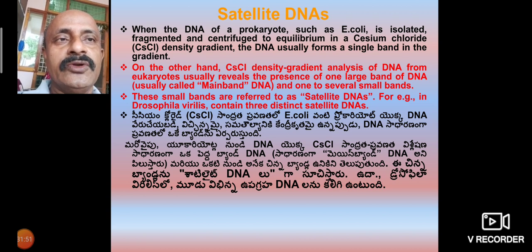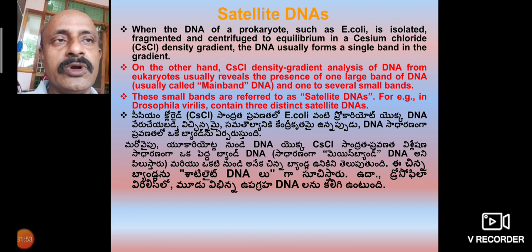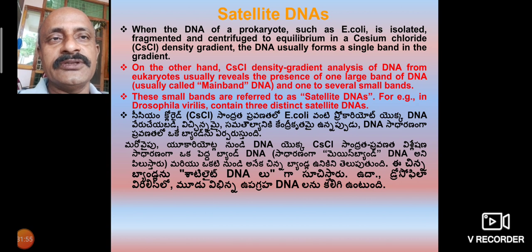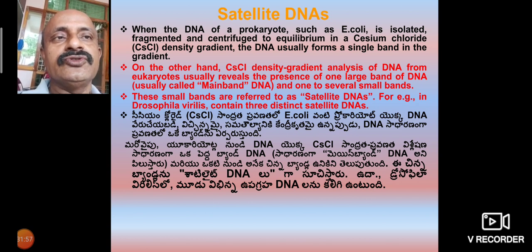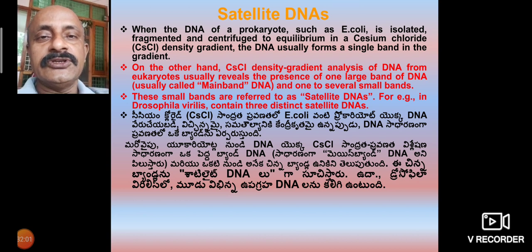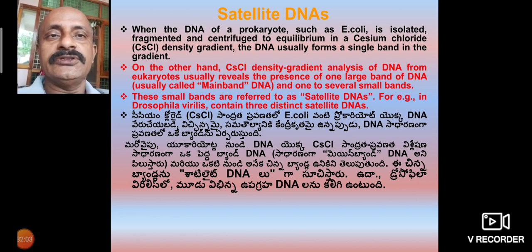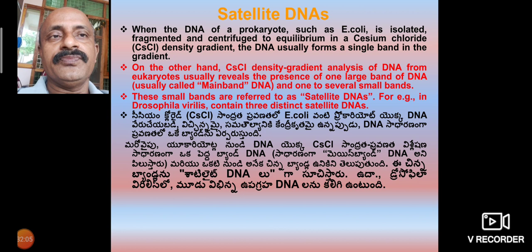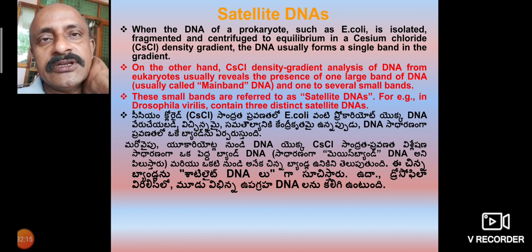Satellite DNA: DNA from prokaryotes such as Escherichia coli is isolated as fragments and centrifuged to equilibrium in cesium chloride. Cesium chloride is a substance that forms a density gradient. The DNA usually forms a single band in the gradient.